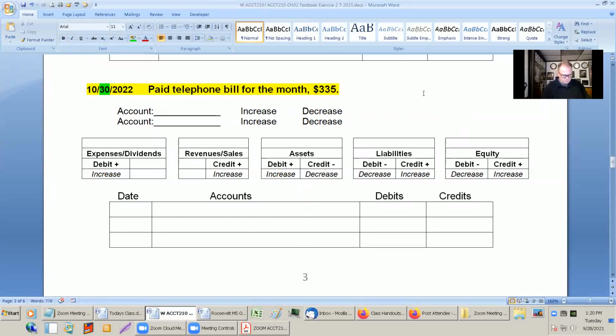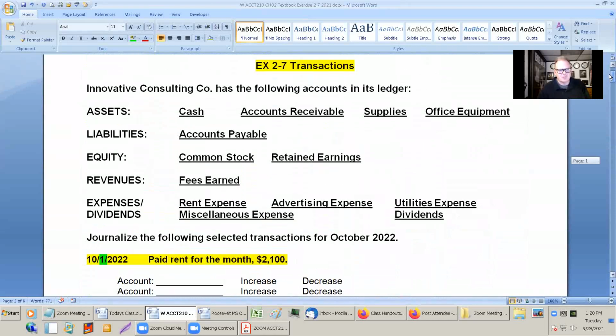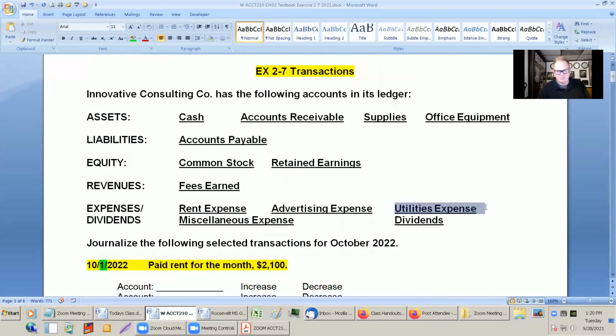What expenses do we have? Let's go look at our charts here. Let's see what they have for expenses. Utilities expense? Yeah, probably utilities expense.